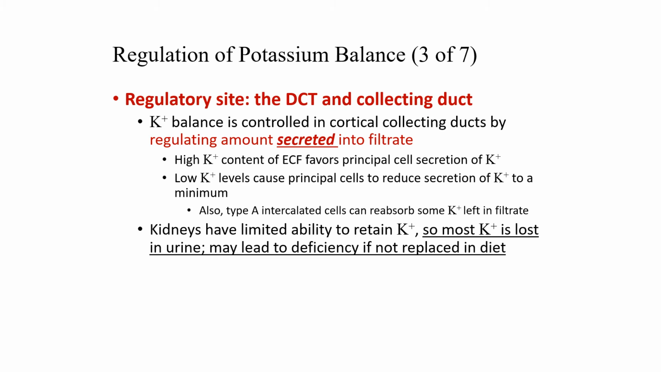Most potassium will be lost in the urine, and if we don't replace it in our diet, then we have a deficiency. In the United States and other industrialized nations, there's very rarely any deficiency in sodium, but potassium deficiency can be a problem. Potassium is found in our leafy greens, and a lot of us don't eat the vegetables that we need to eat.